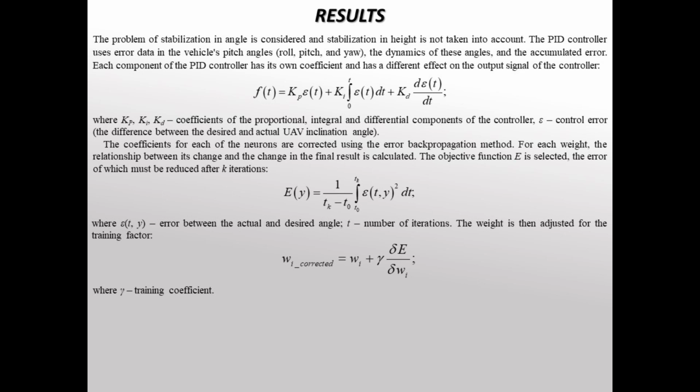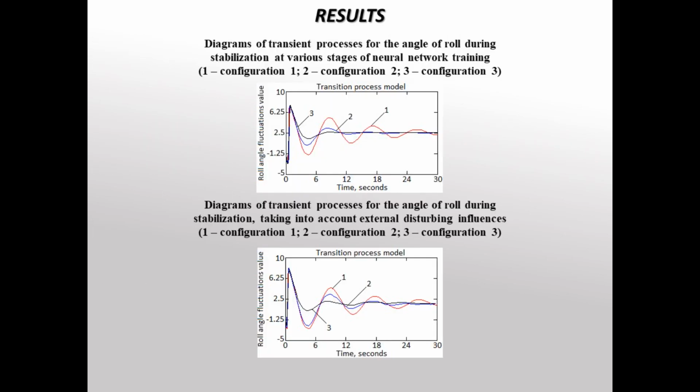The modified neural network training algorithm you can see in this slide. Upper figure shows the stage of calibration of the coefficients by the network after a different number of iterations for the roll angles of the quadrocopter. A stand with 1 degree of freedom was used as a stabilization object on which a quadrocopter is installed with an initial roll deviation of 10 degrees.